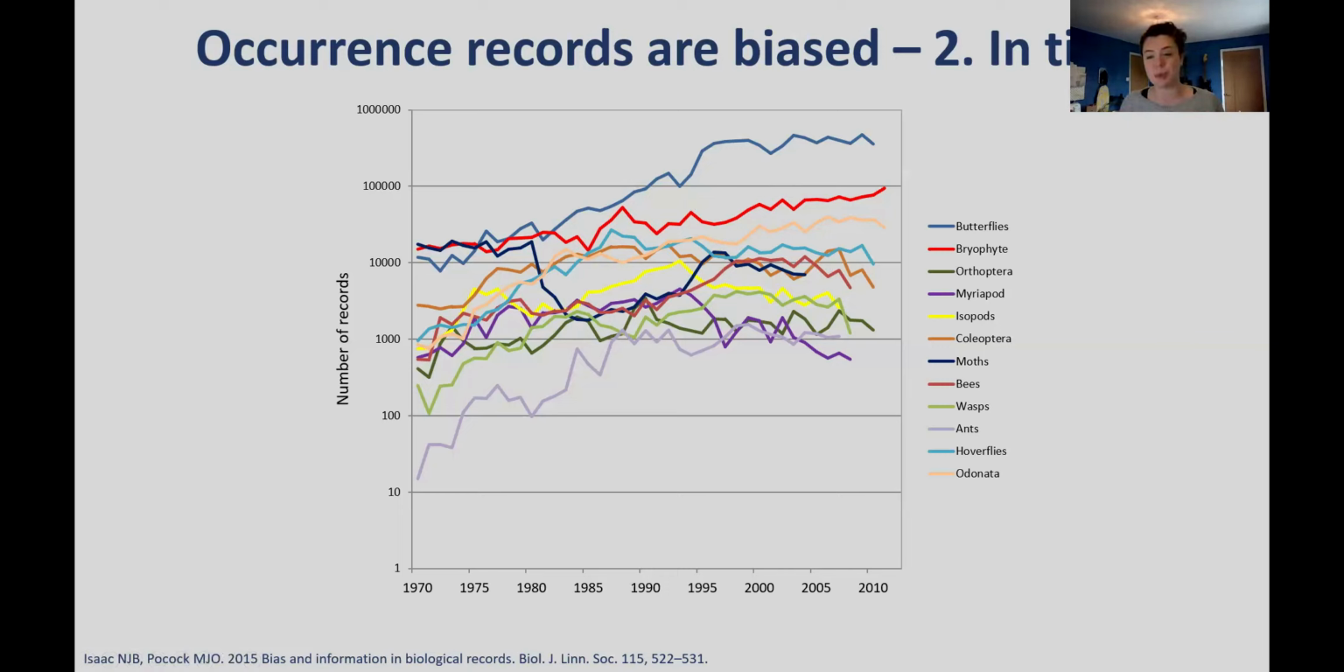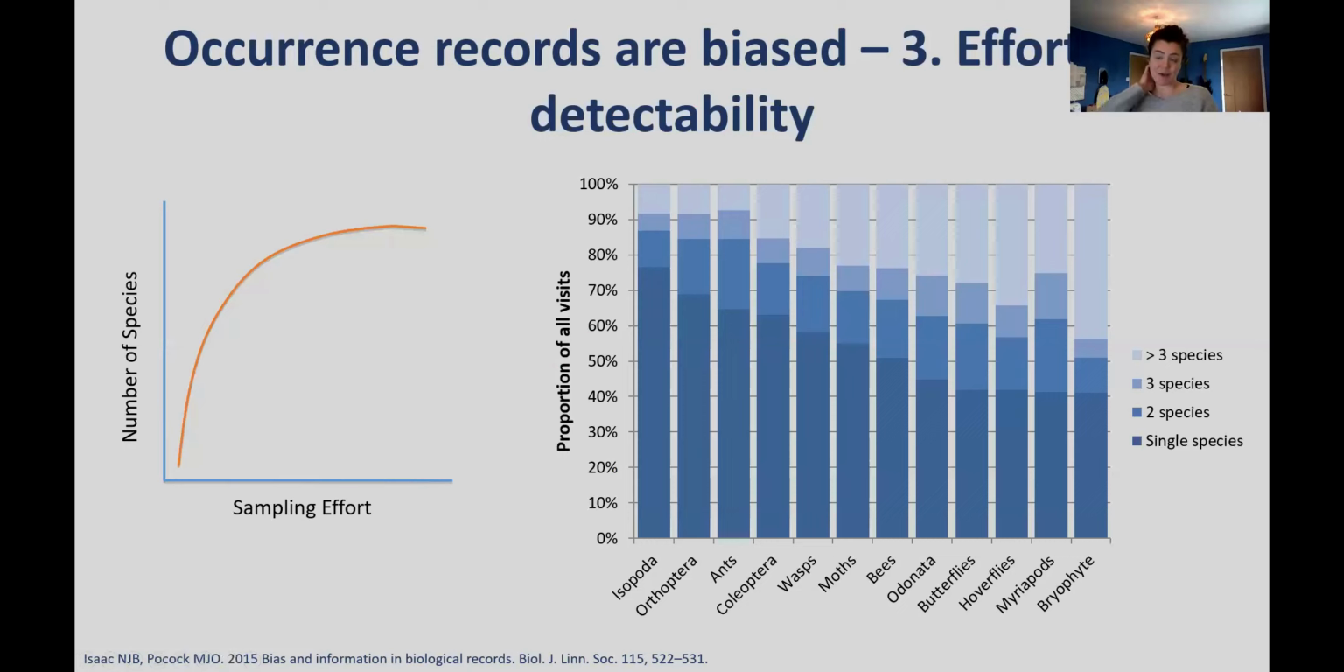Also, we need to talk about effort and detectability. Effort is really important because there is a relationship between the sampling effort and the probability of detecting a species. The longer we spend searching for species, the more species we're likely to find, until it reaches a plateau. Now, we have no information on the effort that went into every one of these surveys that produced data.